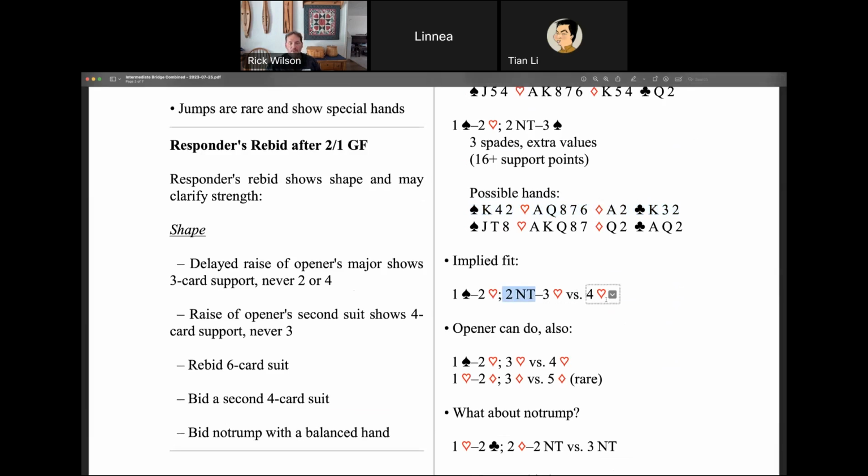So with the 6 card suit, responder can bid either 3 hearts or 4 hearts. Okay, knowing that there's a fit, that's the implied fit, even though it hasn't been explicitly bid by opener. And so 4 hearts is the fast arrival and 3 hearts is the slam interest.